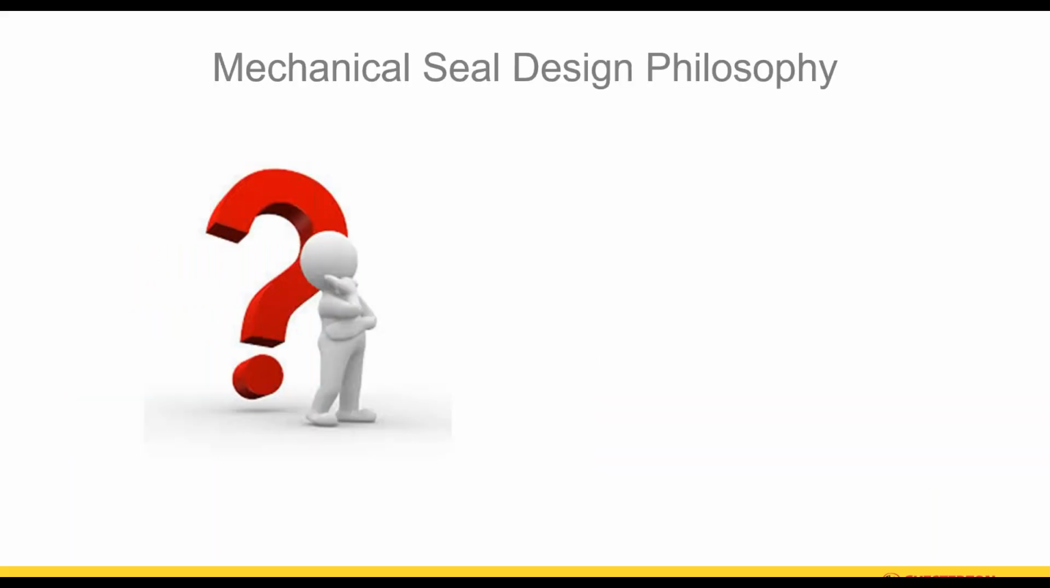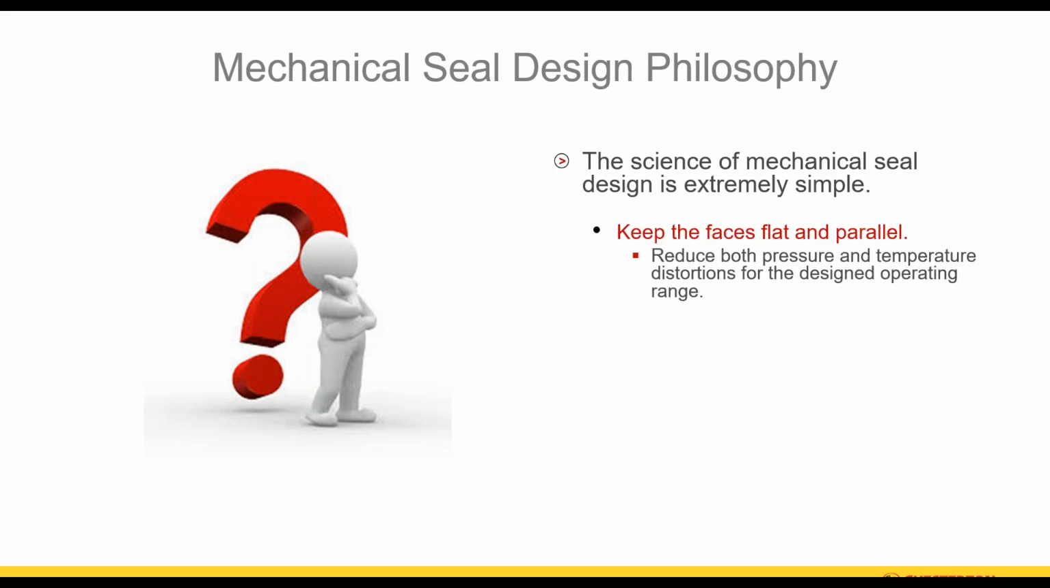So if not, let's talk a few minutes about what mechanical seal design philosophy is. Simply put, the science of mechanical seal design is extremely simple. And it's easy to say that because of what you're trying to achieve. First, we're trying to keep the faces flat and parallel. This is going to reduce both the pressure and temperature distortions within the designed operating range. We have to take that into account.